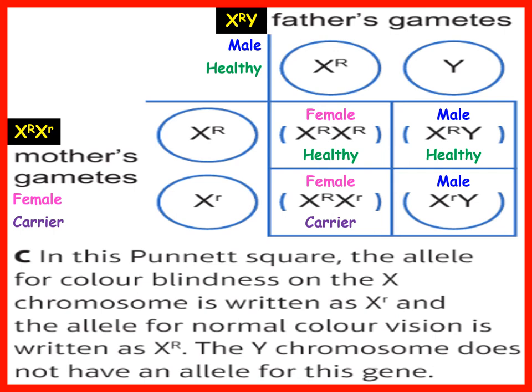Whereas in the last probability, we've got XY. So again, this is male. In this case, the X chromosome contains the lowercase r allele, and there's nothing in the Y chromosome. So therefore, the lowercase r allele must be expressed. This is colorblindness. So that means that this male expressed colorblindness.